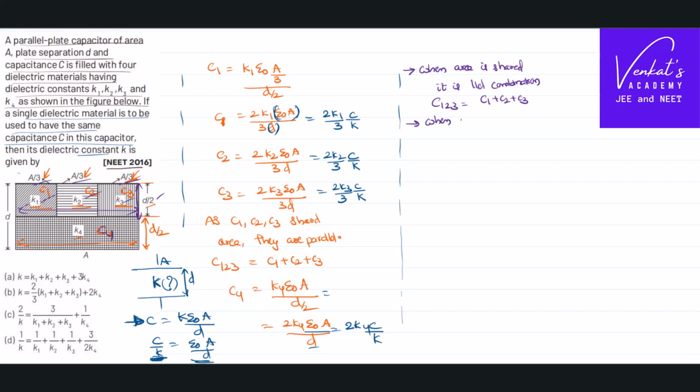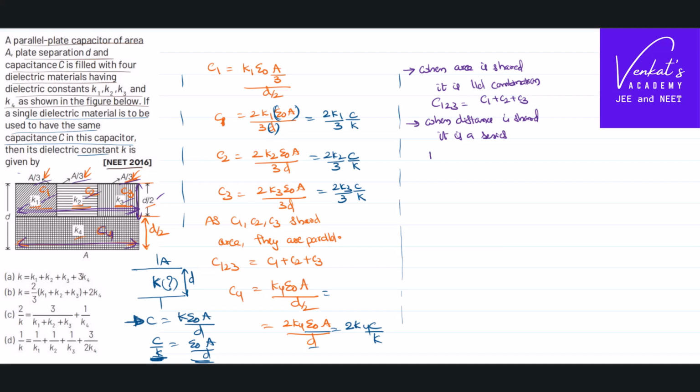When distance is shared, it is a series combination. So for this entire parallel combination, distance is shared with the last one. So what we can say, for the C1, C2, C3 combination, C4 is in series.